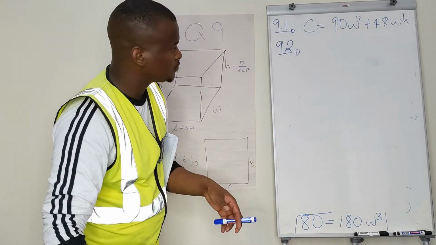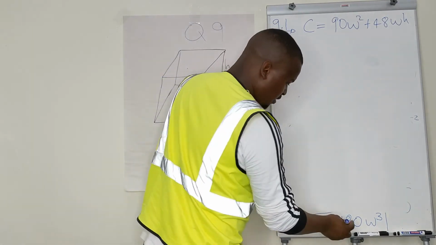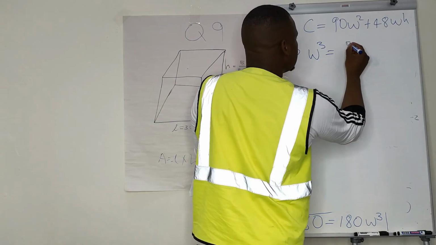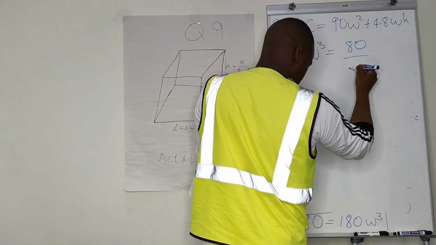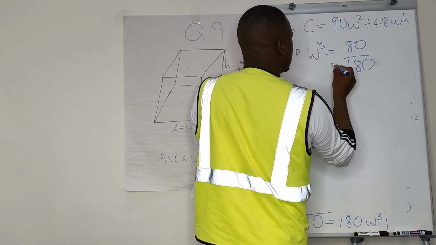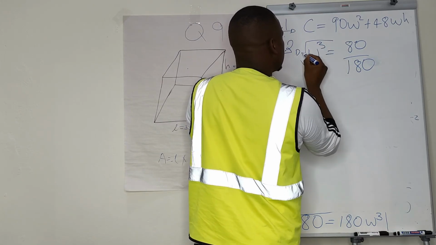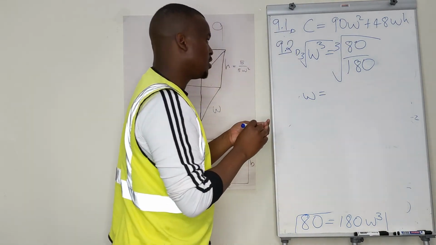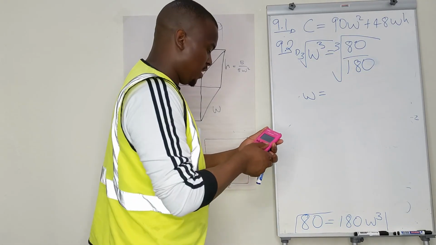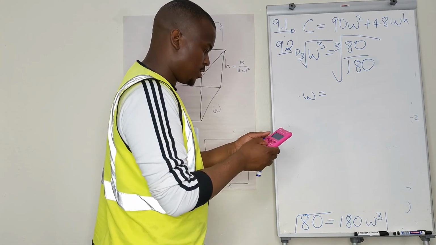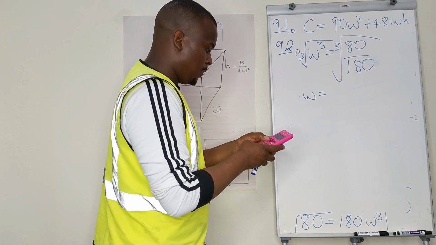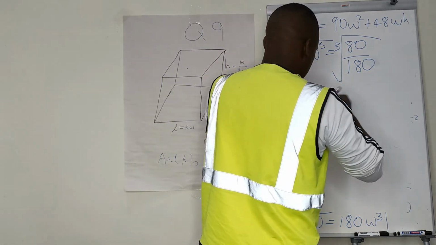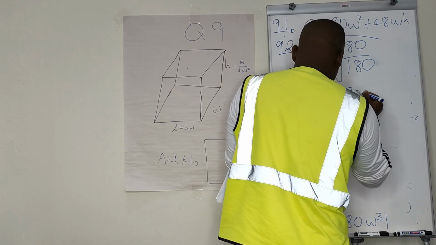So what do we do? We divide by 180, so we have w cubed equal to 80 over 180. Then we take the cube root of both sides, so w is equal to the cube root of 80 over 180. Punch that in the calculator, the cube root of 80 over 180. So w is 0.76 meters.